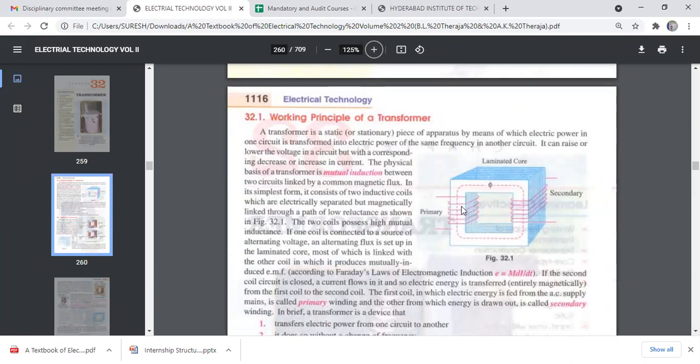Two windings are there. N1 is the number of turns of the primary coil. Don't draw, just listen. There is no need to draw. N2 is the number of turns of the secondary coil.